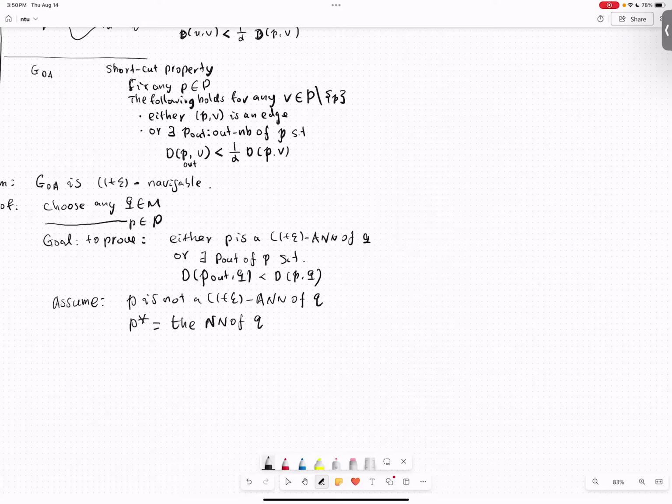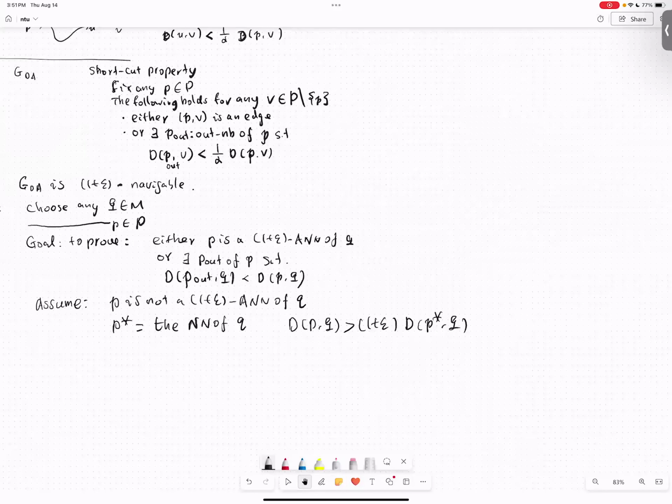So this essentially says that the distance between P and Q will have to be strictly larger than 1 plus epsilon times the distance between P star and Q. That's the definition of not being a 1 plus epsilon nearest neighbor, so this will have to hold. Now this is something we'll utilize later.